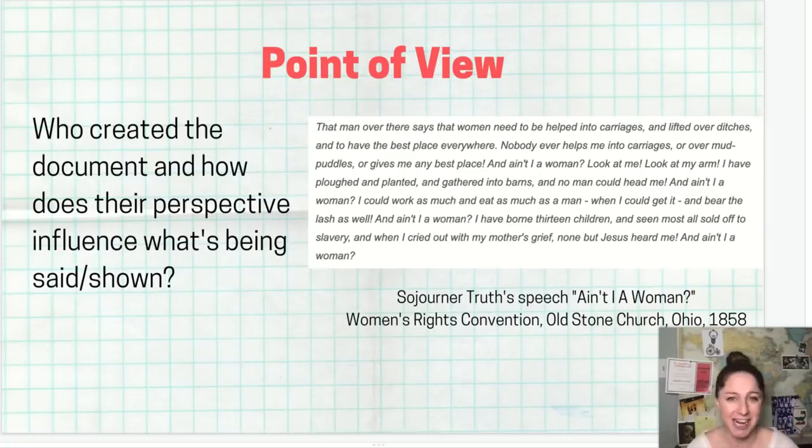So if you're looking at a document and you see this and you go, I don't know who Sojourner Truth is, well, you might want to pick something else. Now, you don't have to know her life story. You might be able to gather her point of view from reading this document, but just be careful, right? You don't want to be too vague. So we're looking at who created the document and how does their perspective influence what's being said or being shown.